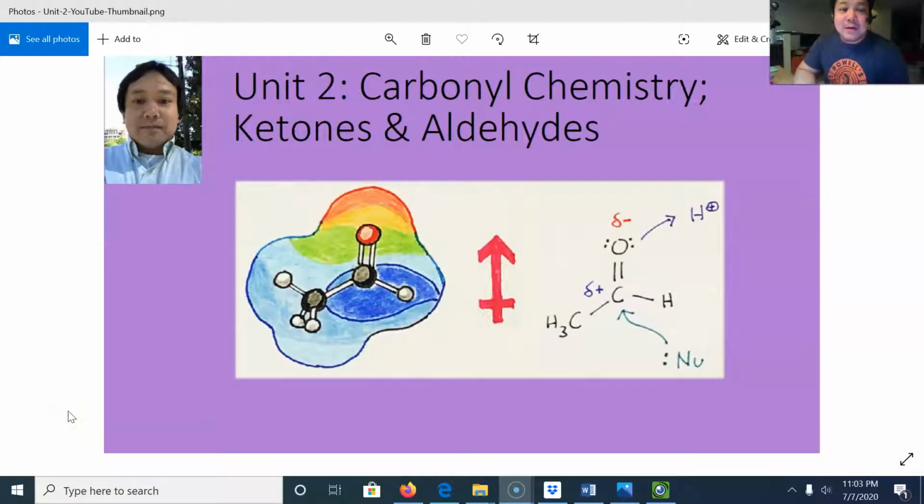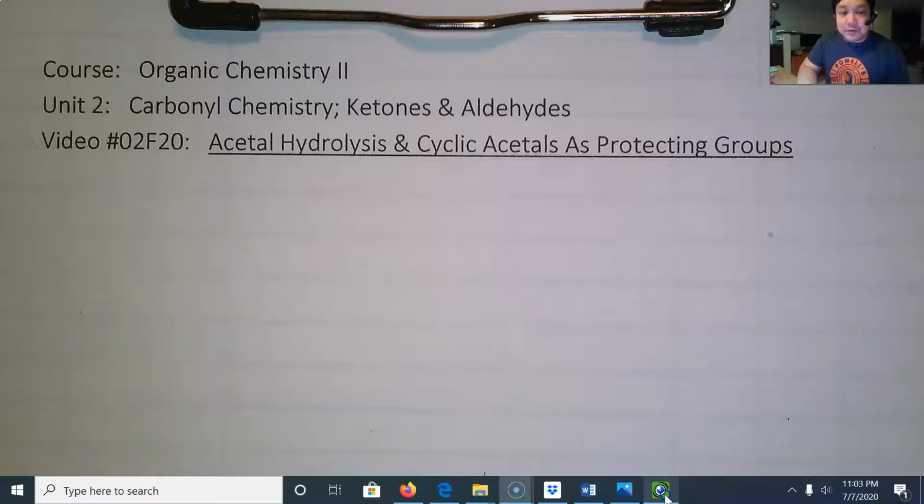Hi everyone, we are continuing our list of reactions for ketones and aldehydes, and we are up to acetal hydrolysis, and oh, this is new. We are going to learn about the concept of protection groups that we can use during a synthesis.